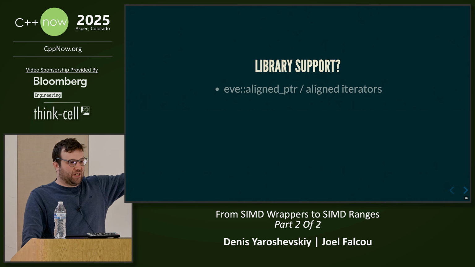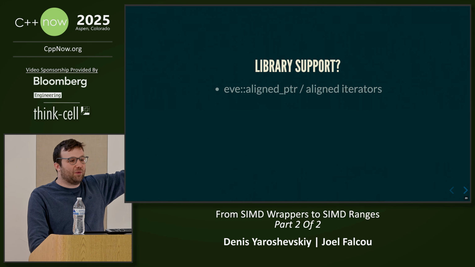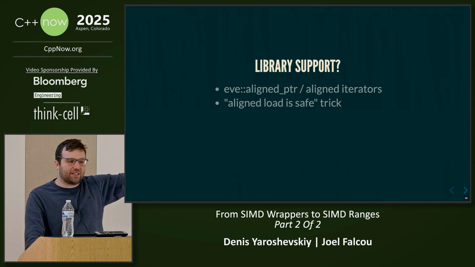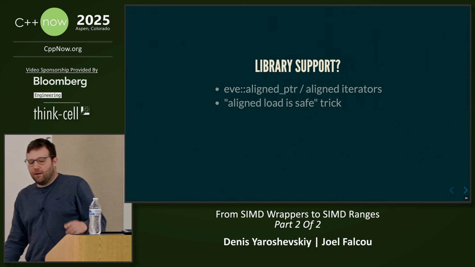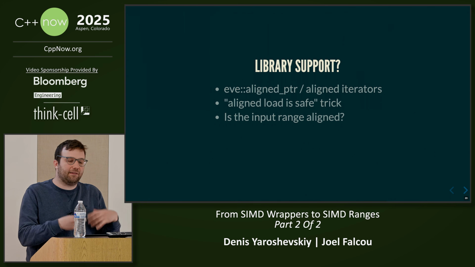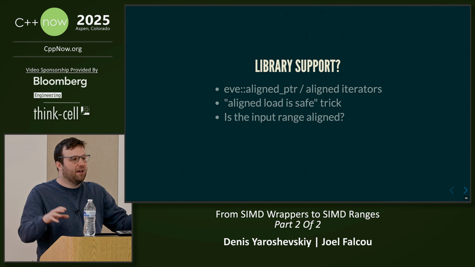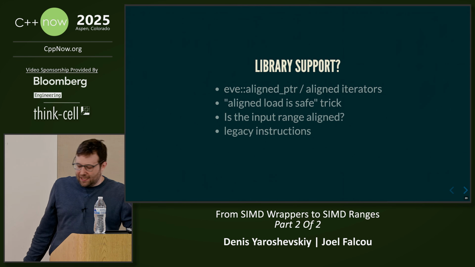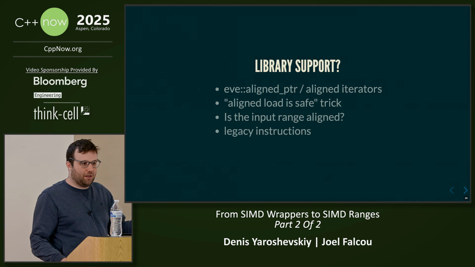If we went all in on this, we would have aligned pointers, aligned iterators, aligned everything. We keep track of it everywhere. We do everything we can. What do we get for it? Well, one thing is the aligned load as a safe trick that we talked about and really cared about. We check if the input range is aligned, and if it is, we don't do any additional alignment. We'll just say, oh, okay, it's already aligned. We remove a little bit of tail handling code. And finally, there exist legacy instructions on x86 that require that your pointer is aligned.